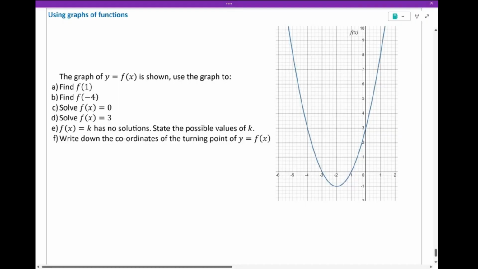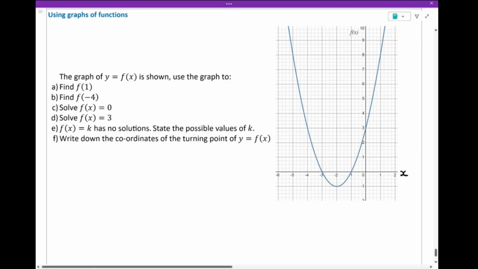So we're now going to look at how we can use the graph of a function. So it says the graph of y equals f of x is shown. So that's this graph over here. So it looks a bit like a quadratic. And if we look at the labeling, we have our y-axis labeled as f of x, okay, because f of x essentially takes the place of y. And then we've got a horizontal axis, which we'll label x.